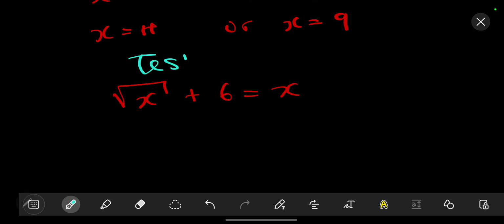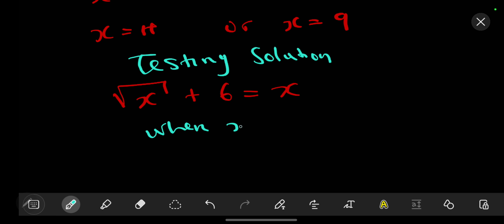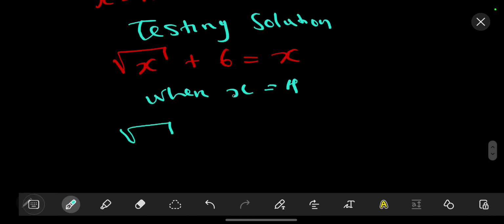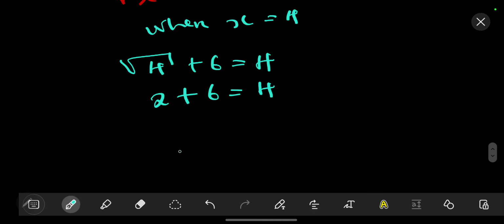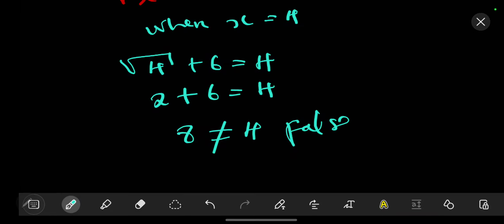So let's see, testing the solution. Let's say when x is equal to 4, we are going to get the square root of, where there is x we put 4, plus 6, which should be equal to 4. So we have the square root of 4 is 2, plus 6, which should be equal to 4. So 2 plus 6 will give us 8, which is not equal to 4. So already this one is false like that.